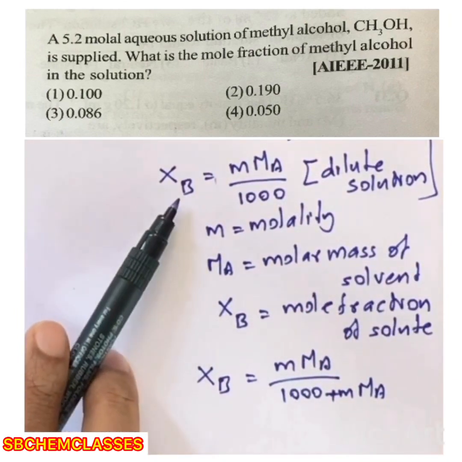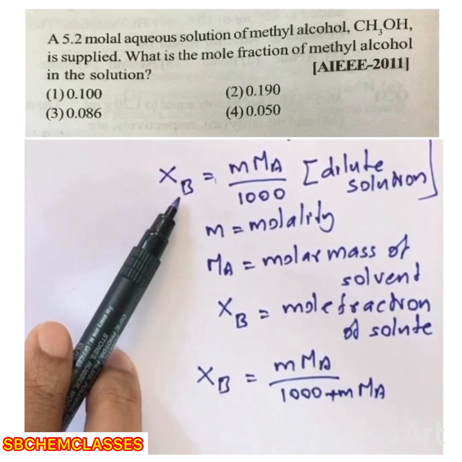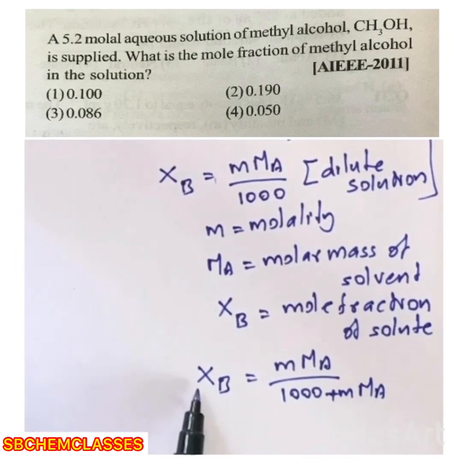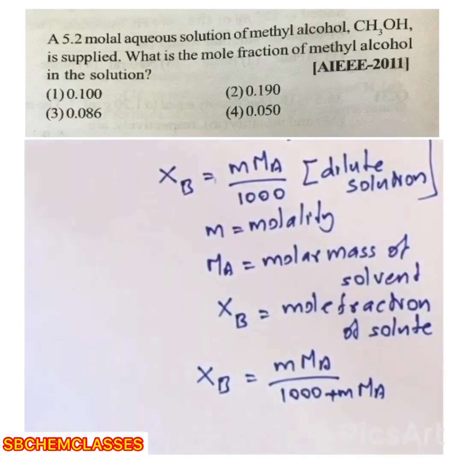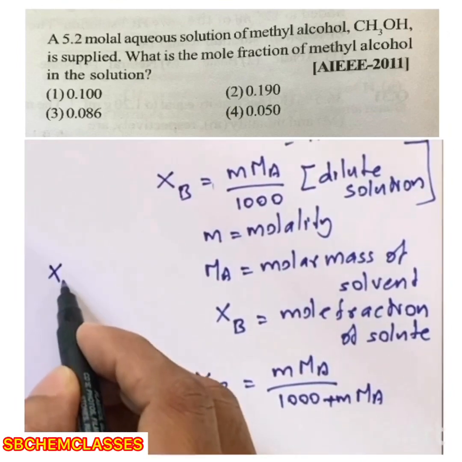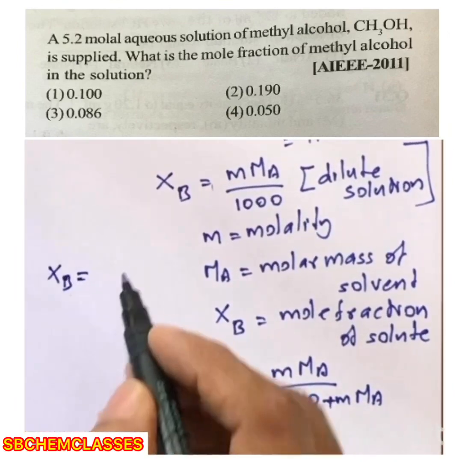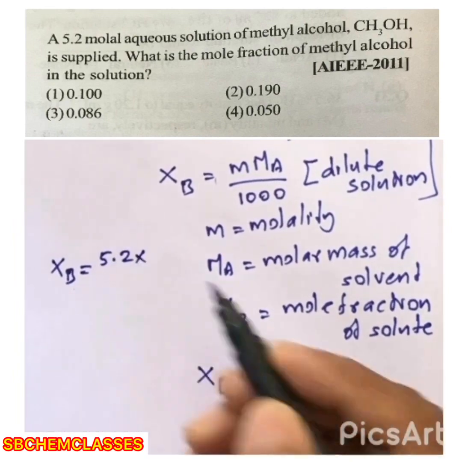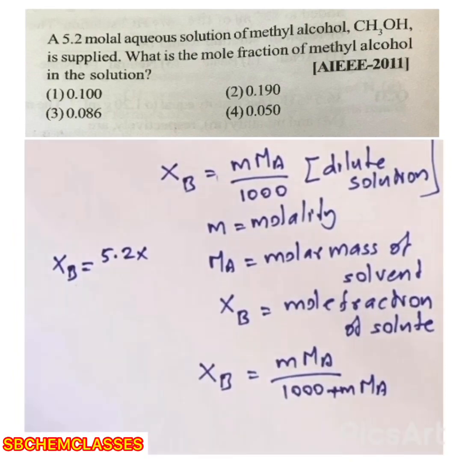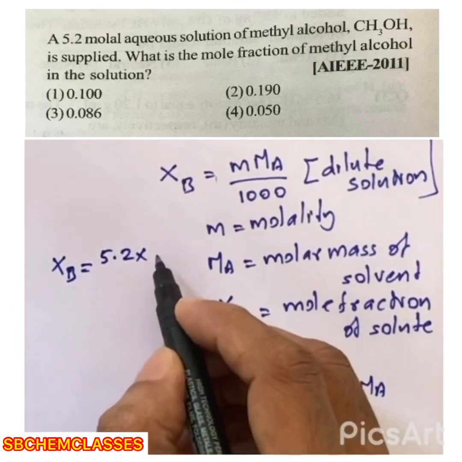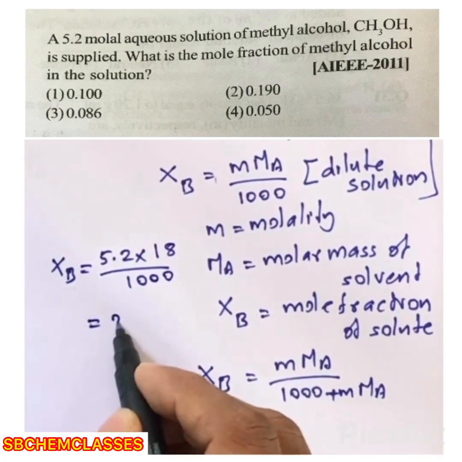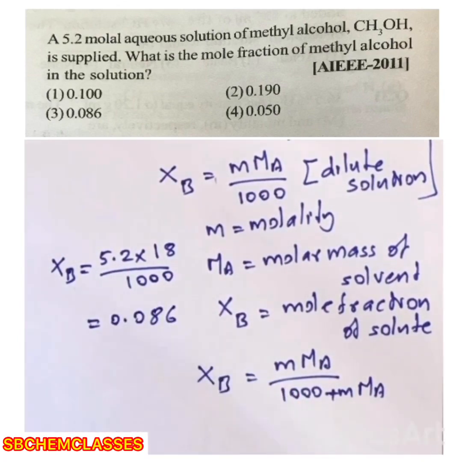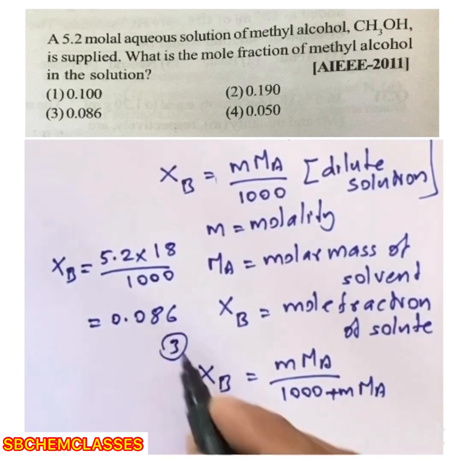So in most questions, we have to use this equation. But the full equation is the correct one, applicable at any concentration. In dilute solution, the same equation is reduced like this. Let's substitute the data. Chi b equals, molality is 5.2. Ma is molar mass of solvent. Since it is an aqueous solution, the molar mass is 18 by 1000. So the answer is 0.086, that is option 3.